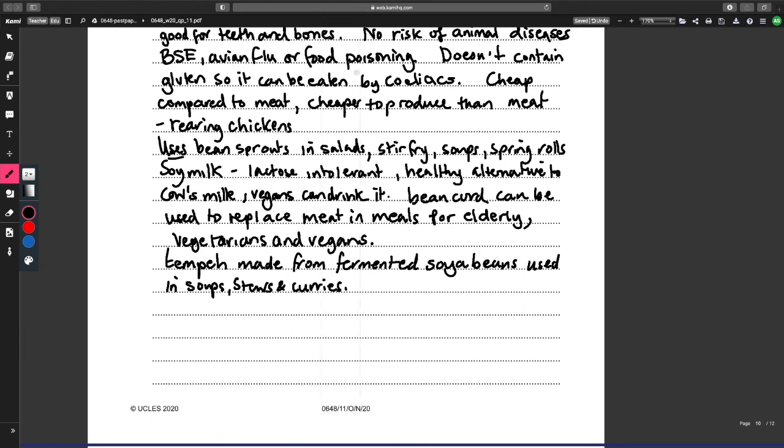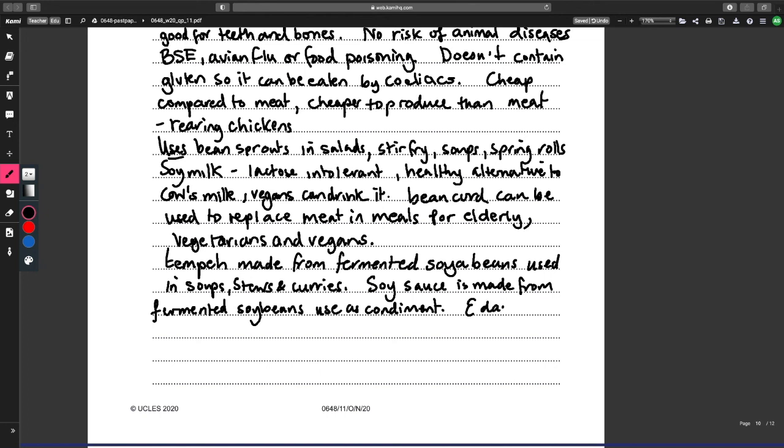Don't forget as well, we talk about soy sauce, which is made from fermented soybeans, and we use it as a condiment. We could also talk about soy in terms of miso soup. We can also talk about edamame beans. Edamame can be eaten as a delicious snack.